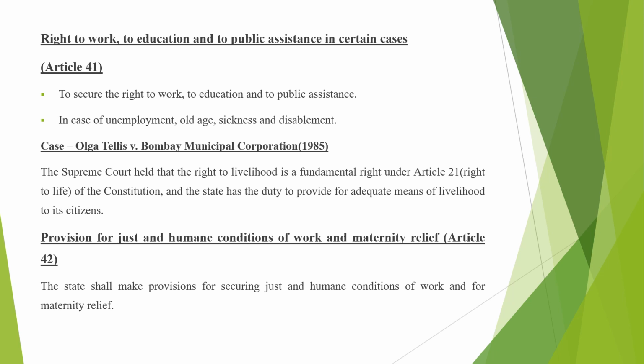This article comes under socialistic principle. Now, the general meaning of humane is showing kindness, sympathy or understanding, especially to a person or animal that is suffering. Article 42 says that the state shall make provision for securing just and humane conditions of work and for maternity relief.